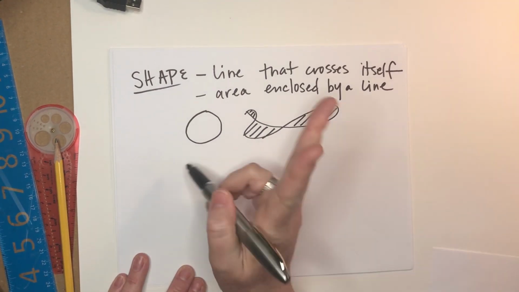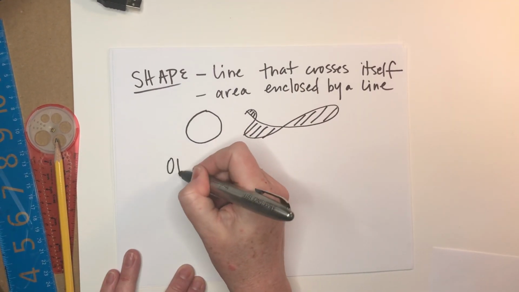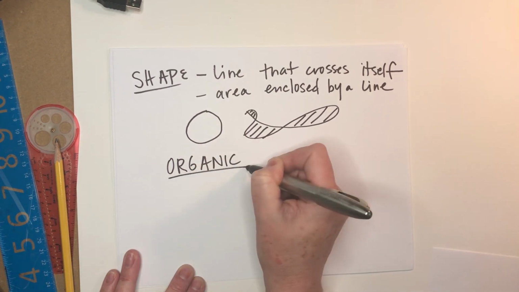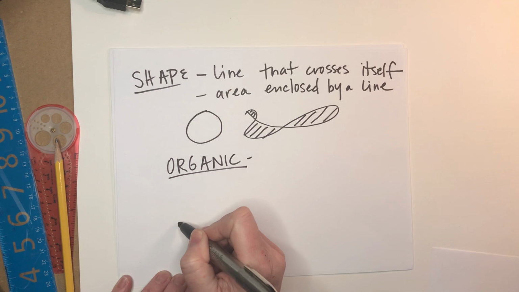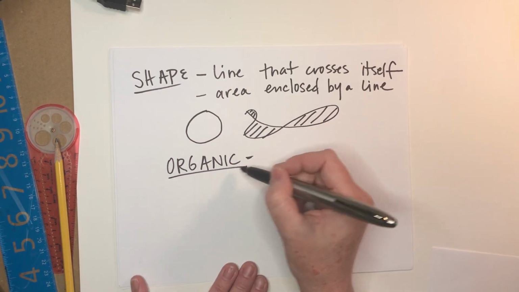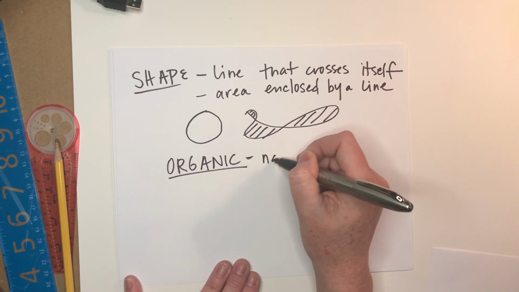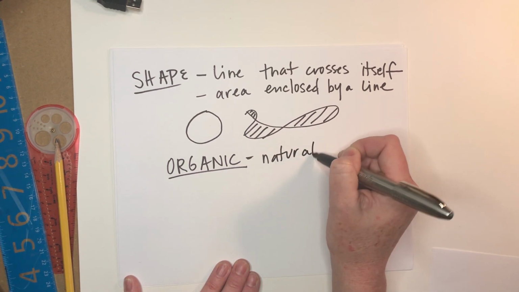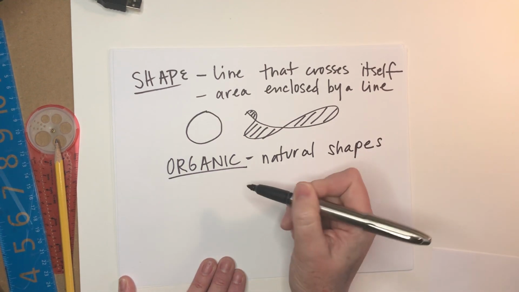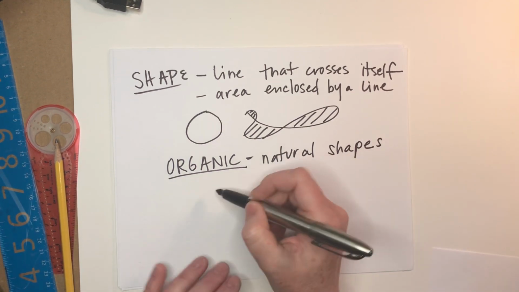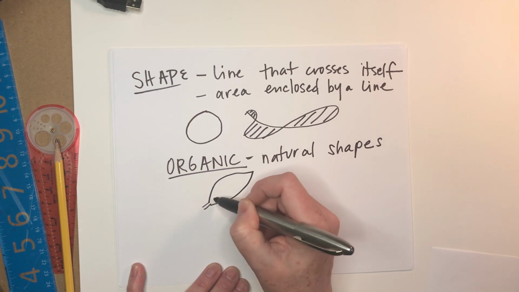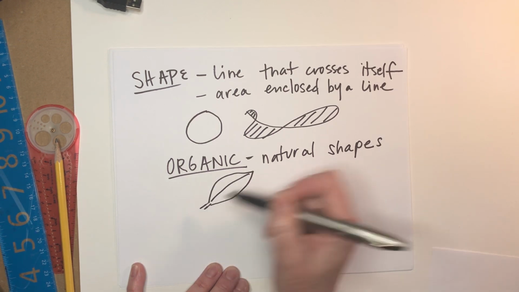There's also 2 types of shapes. There's organic, and this is how I remember it: when you go to the grocery store, the fruit and vegetables are organic. So think of organic as natural shapes, shapes found in nature. You could actually go outside and get a leaf and trace it. I didn't think to grab a leaf, but there you go, there's a leaf.